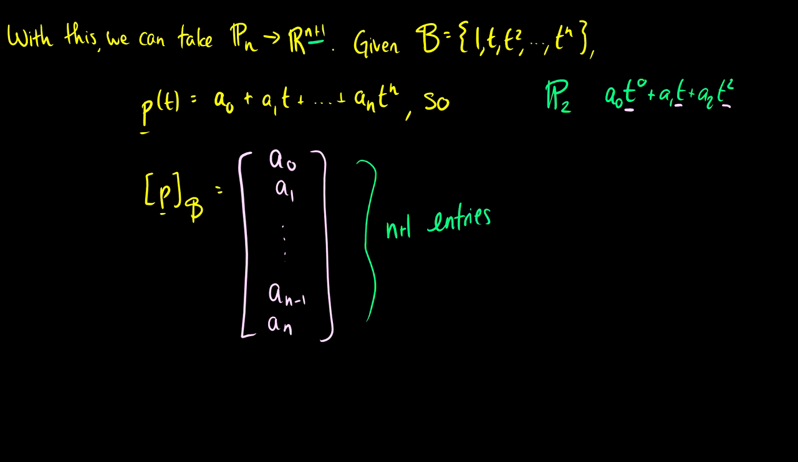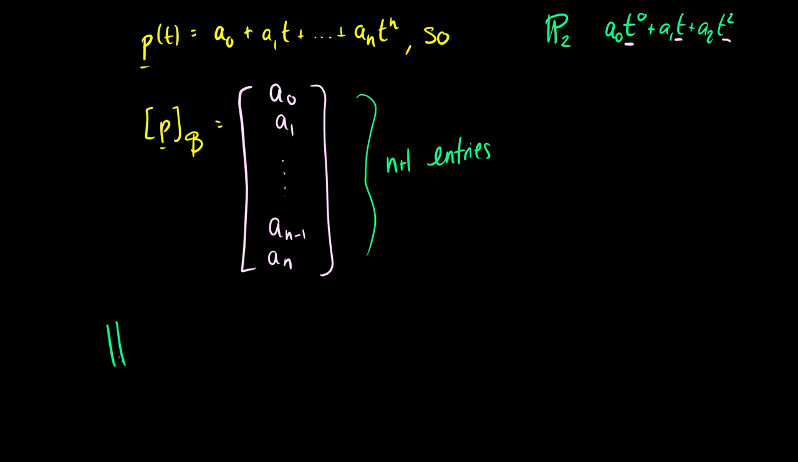So what this means is that we can't take something like P2 and then have a one-to-one linear transformation to R2. That's not going to happen. It has to be to R3. Okay, so that's taking polynomials to the real space.